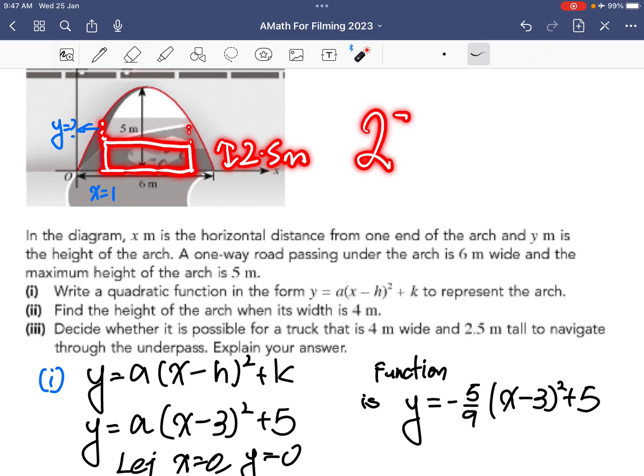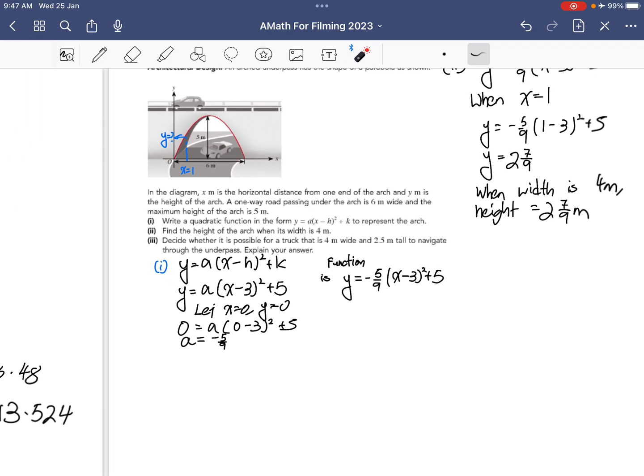Notice that there's still a gap here and a gap here, because 2 and 7 over 9 is actually greater than 2.5 meters. Hence, even though the truck is 4 meters in width, the height is 2.5 meters, it will pass through the arch itself.